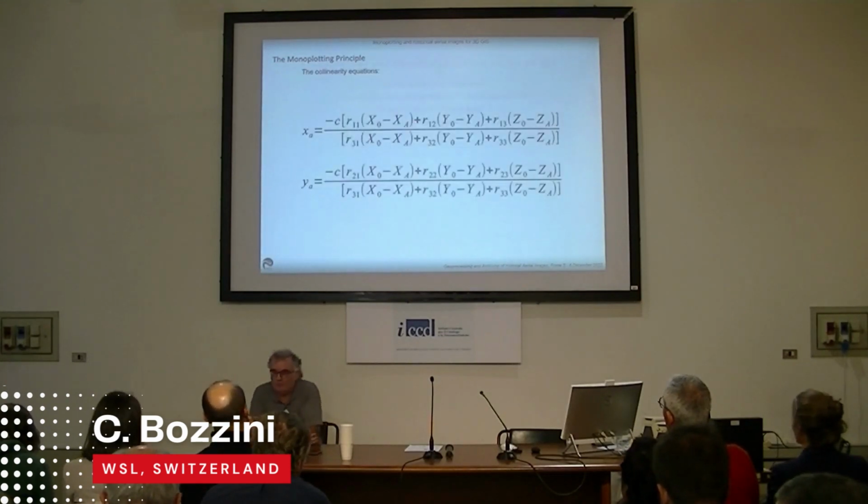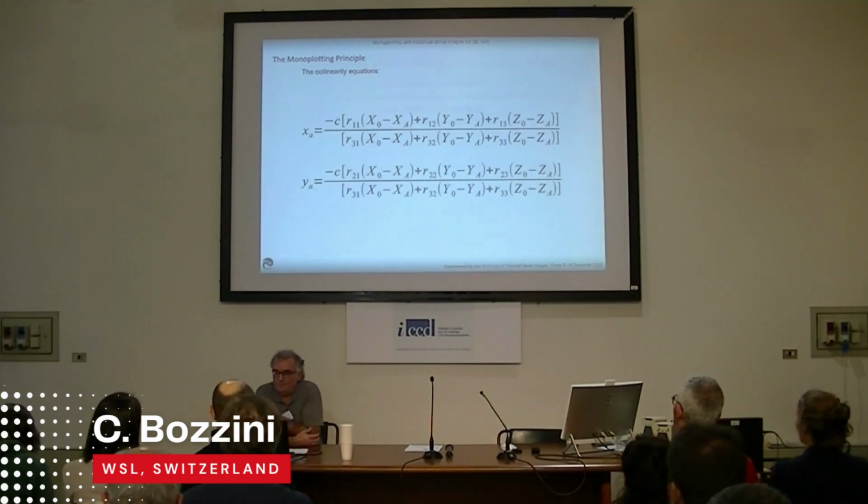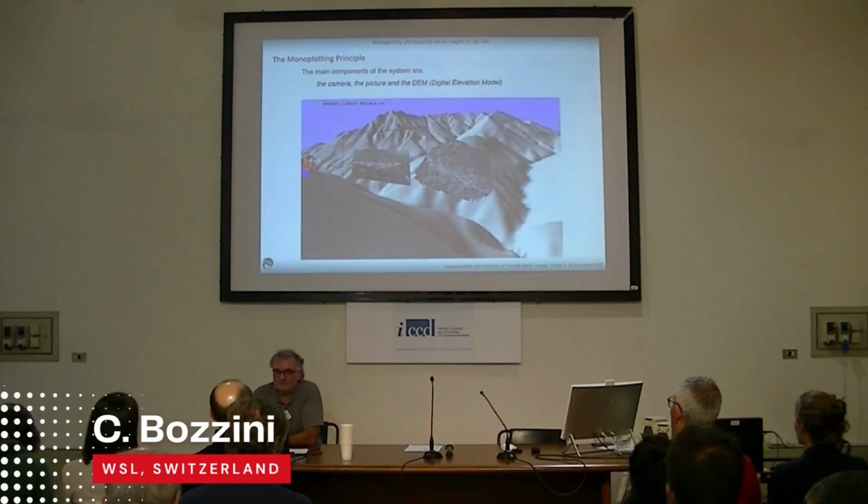The starting point of the monoplotting principle is the collinearity equations. Solving these two equations allows the use of terrestrial oblique photographs to do cartography. The theory is nothing new. We just tried to make it useful, implementing it in the WSL monoplotting tool. I will not go into more detail. This is just to show that behind everything we will see in the next slides, there is a mathematical approach. Actually, the concept is quite simple.